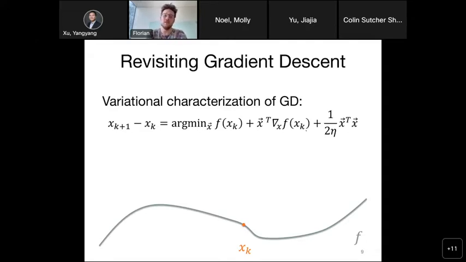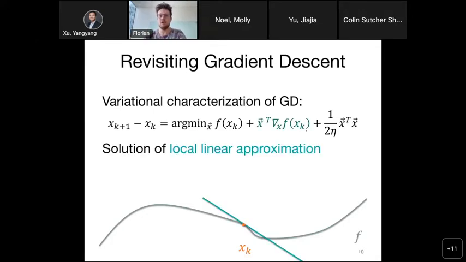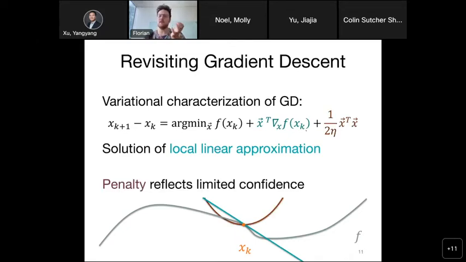One useful path of deriving such a generalization is this variational characterization of gradient descent, which means that the displacement, the update of gradient descent, can be obtained as the minimization of a local linear approximation, a kind of model problem, together with a quadratic penalty that reflects our limited confidence in this local approximation. And by minimizing this regularized linear problem, we obtain exactly the gradient descent update.